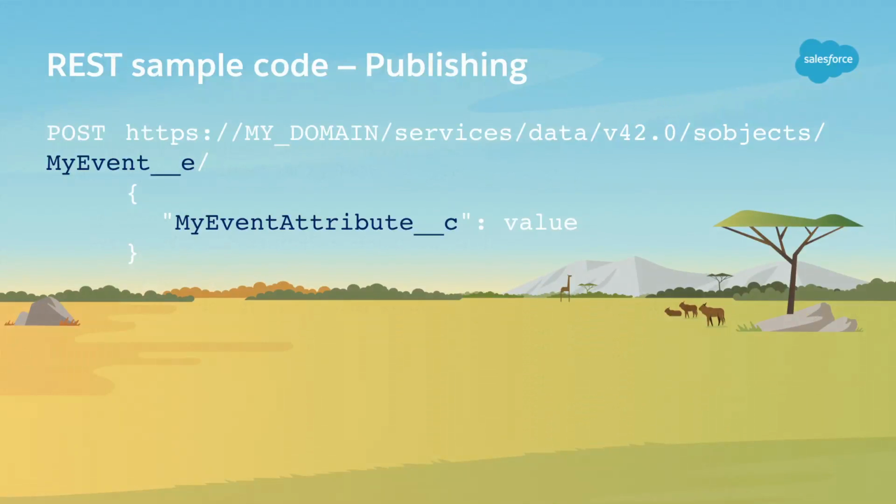Now, for the REST APIs, it is exactly the same thing as for creating an object. So it's a POST to a given URL. And notice that the event is stored actually under sObjects. So it's exactly in the same place where you would have custom objects here. There's nothing specific about publishing a platform event using the REST APIs.